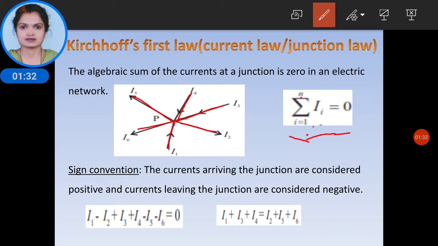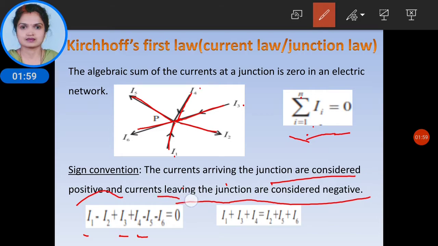Now how to take this summation? For that we must see the sign convention. What is this sign convention? The currents arriving at the junction are considered positive and currents leaving the junction are considered negative. Now from this diagram, current I1, current I3 and current I4 are coming inward. So these are taken as positive. So I1 is positive, I3 is positive and I4 is positive.